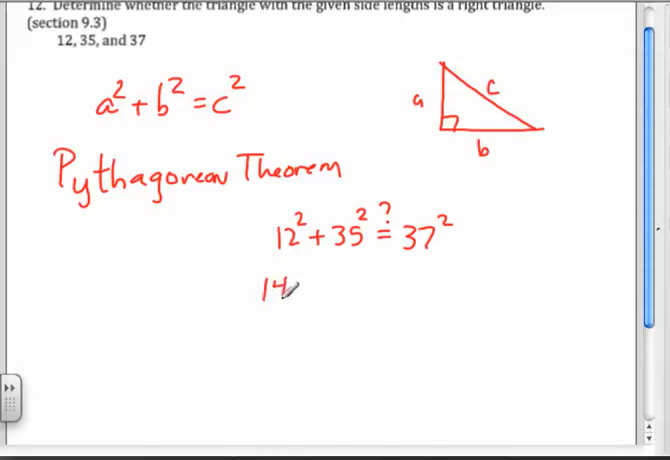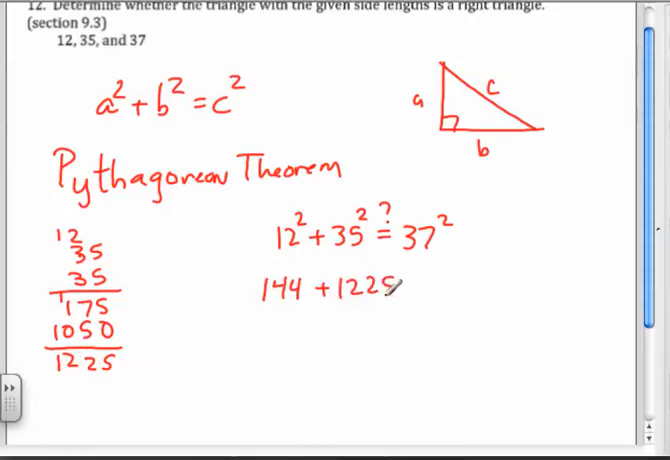I know that this is 144. Don't tell me. I'm actually going to go old school today. 5 times 5, 25. 5 times 7, 35. 3 times 5 is 15. Carry the 1. 3 times 3 is 9, and 1 is 10. 1, 2, 2, 5. Don't tell me. 37 times 37. I love this stuff. 7 times 7 is 49. 3 times 7 is 21, and 4 is 25. 0, 21. 3 times 3 is 9, and 2 is 11. 1, 3, 6, 9. Yep.